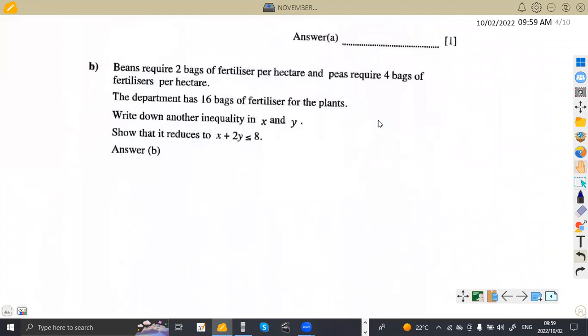Beans require 2 bags of fertilizer per hectare, and peas 4 bags of fertilizer per hectare. Then we have got 16 bags of fertilizer. So we're going to formulate an inequality. Take note, we said beans is represented by X, peas by Y. So 2 times X plus 4 times Y should be less than or equal to the bags that we have. We can use all the bags of fertilizer, or we can use less than that. So that is why we are saying it's less than or equal to 16.